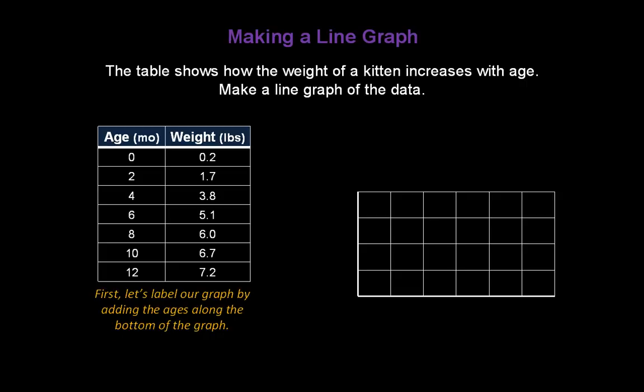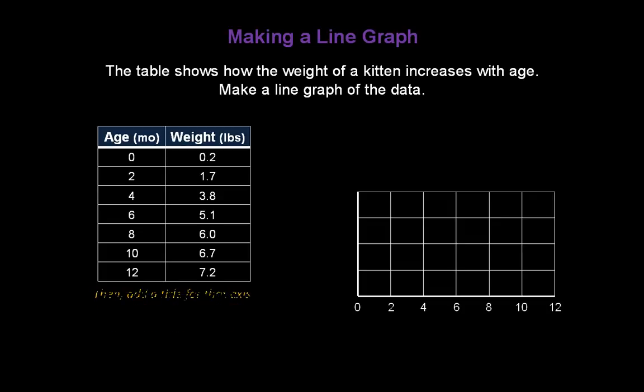First, let's go ahead and start labeling our graph by adding the ages along the bottom of the graph. They go in 2-month increments from 0 all the way to 12 months. Don't forget to add a title for that axis. It's the age of the kitten in months. Now let's figure out our scale for the vertical axis. We always start at 0, so let's add that at the bottom.